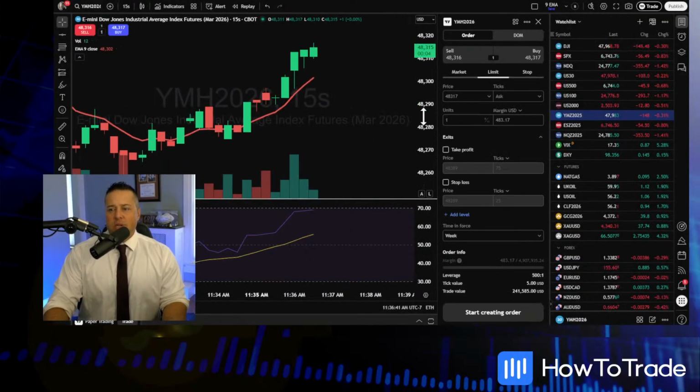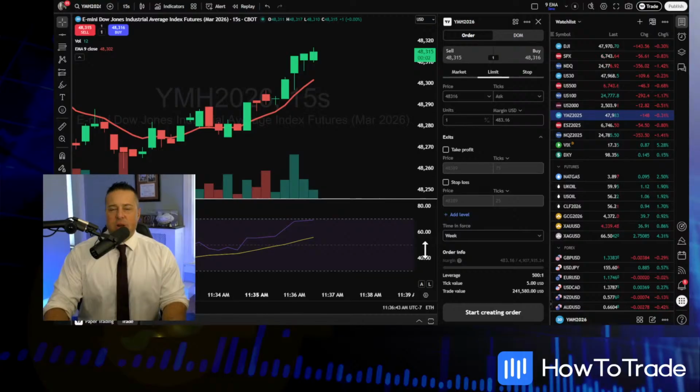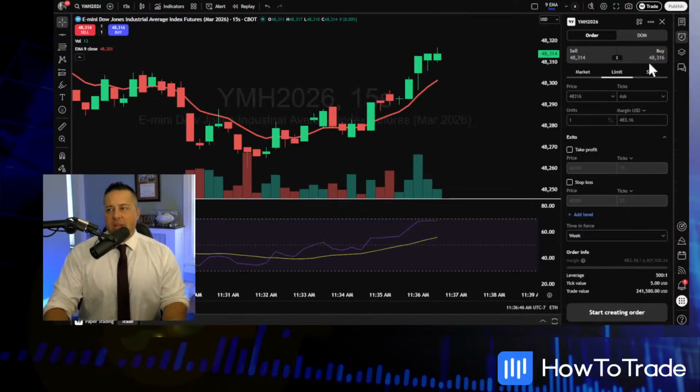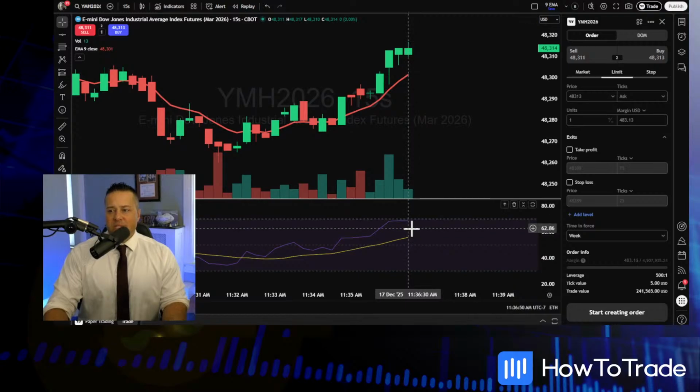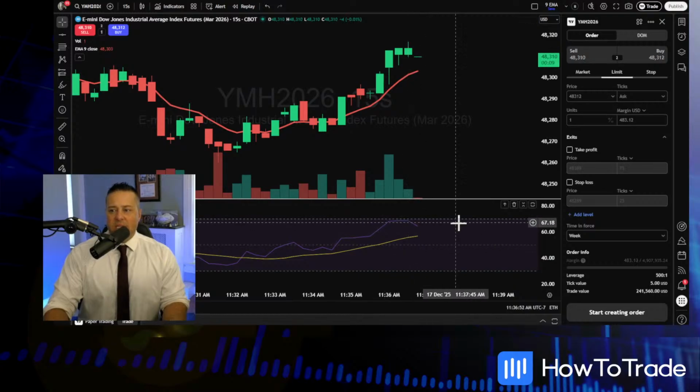Let's get on that March contract. Okay, we potentially have a trade here. All right, this is going to be your E-mini Dow. And essentially what we're doing is we're waiting for this RSI to tick just a little ways above 70.